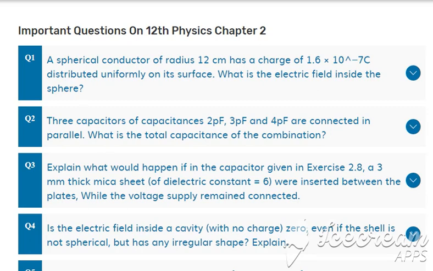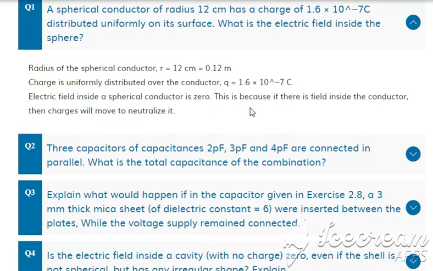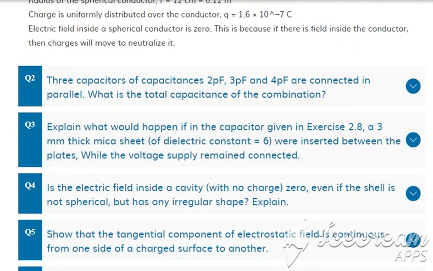So the first question is: a spherical conductor of radius 12 centimeter has a charge distributed uniformly on the surface. What is the electric field inside the sphere? Now, many of the students would be solving this question with the formula, but they should remember it is a conductor and the charge is distributed uniformly on the surface, and we know that the electric field inside the conductor is 0. So we don't have to solve anything here. The answer to this question would be 0 because there is no field inside the conductor.